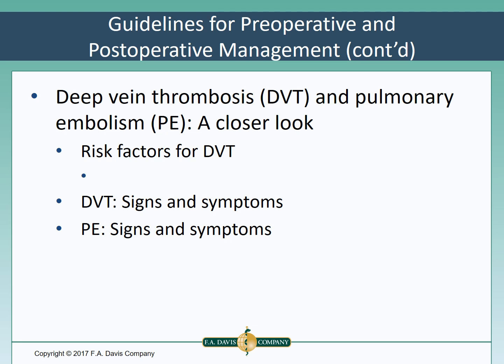So when the clot breaks away and travels proximally, that's what's called the embolism. So if it ends up in the lungs, that becomes a pulmonary embolism. If it ends up in the brain, it becomes a cerebral embolism. Those kind of things.